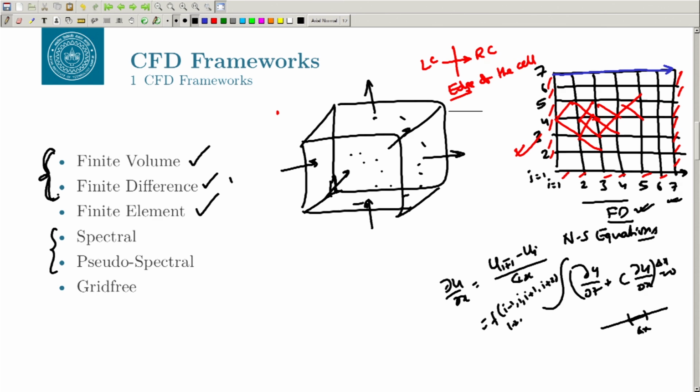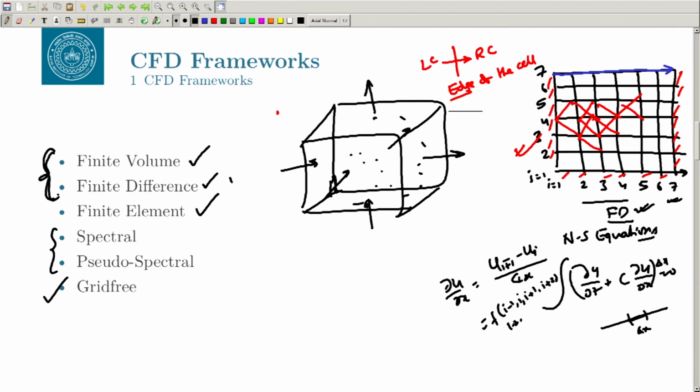Similar thing is pseudo spectral. Okay. So, here some boundaries may be periodic and some boundaries may not be periodic. Okay. And then you have the grid free. So, what is grid free is that you do not have basically the grid, okay, but what you have is point cloud. Okay. So, for example, let us say you are trying to simulate.